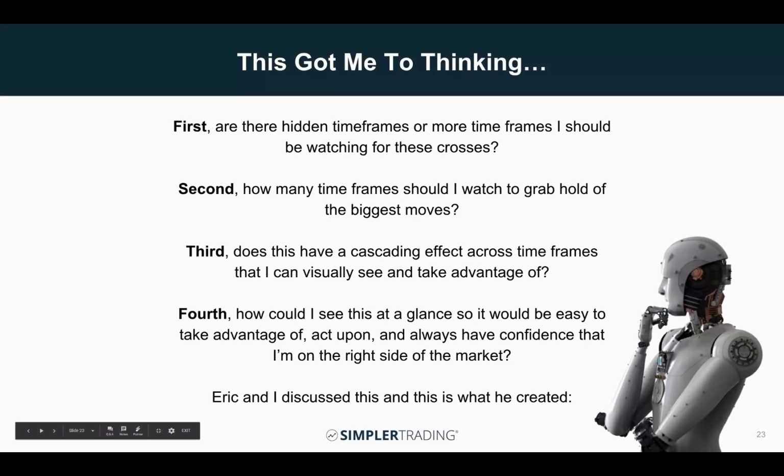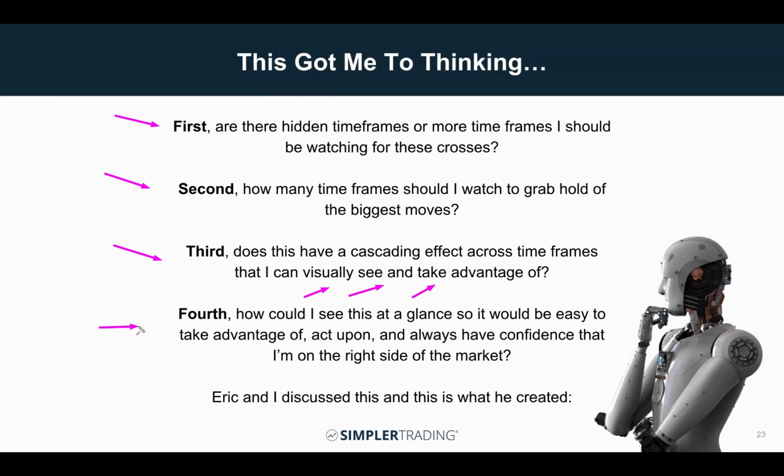We started talking about this with Eric. First, if we could view hidden time frames, or if we could view multiple time frames, are there hidden time frames or more time frames I should be watching for these crosses? Second, how many time frames should I watch to grab hold of the biggest moves? Third, does this have a cascading effect across time frames that I can visually see and take advantage of? I.e., could we condense more time frames into this and just make this easy to watch? Instead of having 6 monitors, could I watch this on one screen? Fourth, how could I see this at a glance? And that's what we talked about.